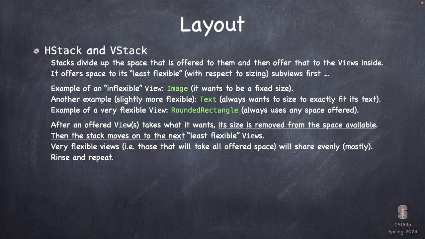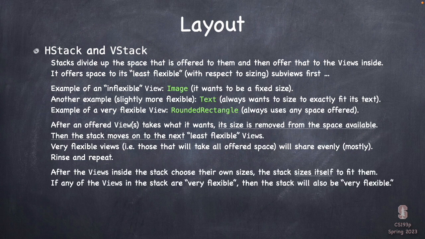If you try to force them to be smaller than they can possibly be, like if you put 100 image views in an HStack that's pretty small, it's just going to spill out the sides. And then after the HStack or VStack has sized them all, it sizes itself to fit them. So that means it might be smaller than the space that was originally offered to it, if they're all inflexible views, right? And they take less space. Or it might actually be larger. If it couldn't fit them all, then the HStack might end up being too big.